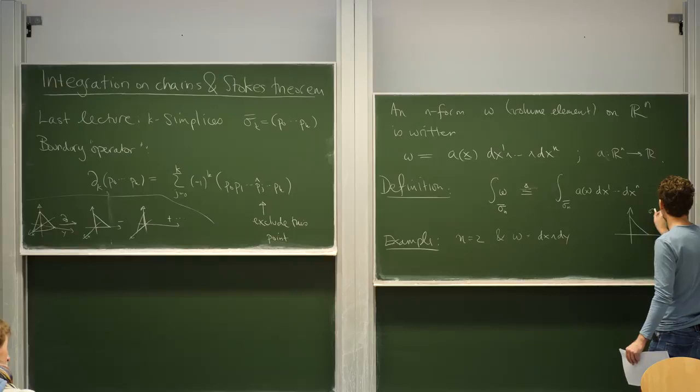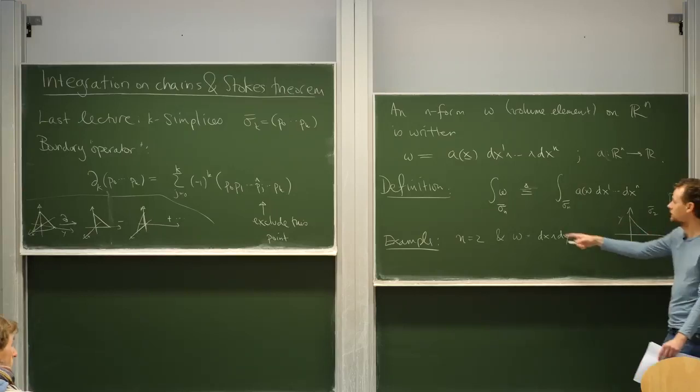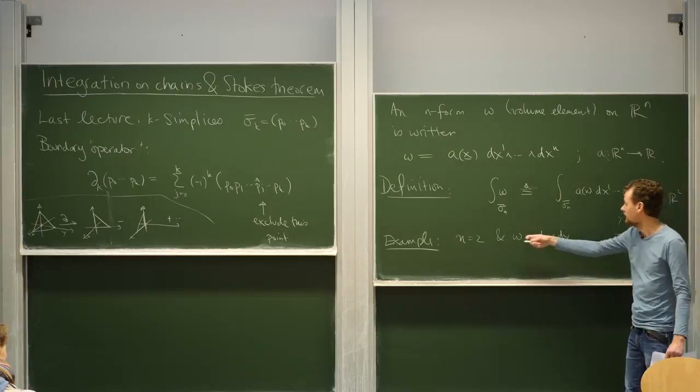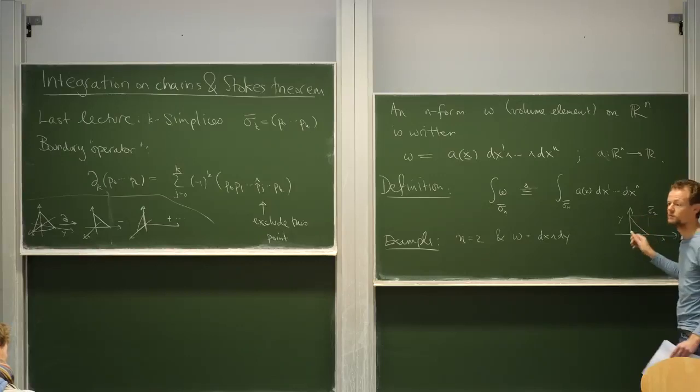Here's sigma 2, the standard 2 simplex in R2. Here's x, here's y. And we're integrating, according to this definition, this form over this 2 simplex here. How hard can it be? Well, you could do it 2 ways, right? You could integrate over the square and divide by 2. Or you could integrate along x and then up to y. And that's what we'll do here.